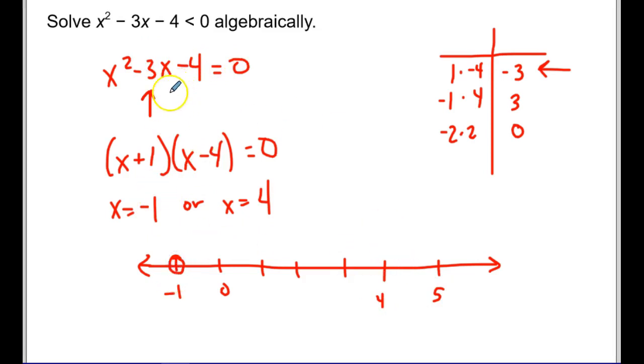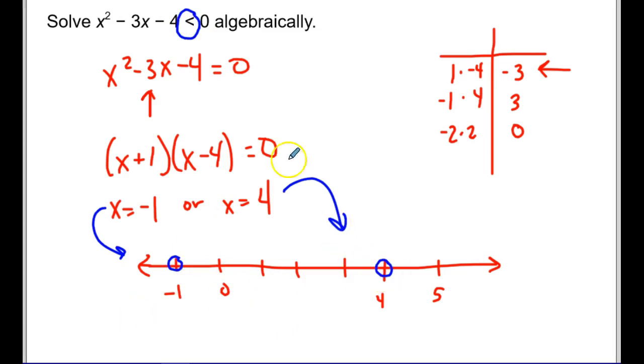my 4. Let me go ahead and use a different color for this graph. So I have an open dot on my -1 and an open dot on my 4, and these are my two values here. I know it's an open dot because back in my original equation, I did not have an equal to. I did not have that line underneath. If I had the line underneath, it would be a solid dot.